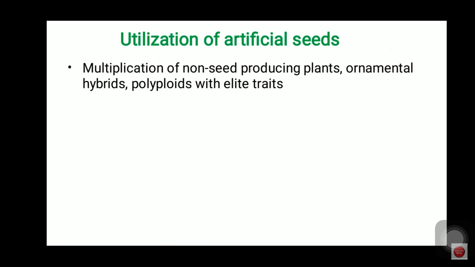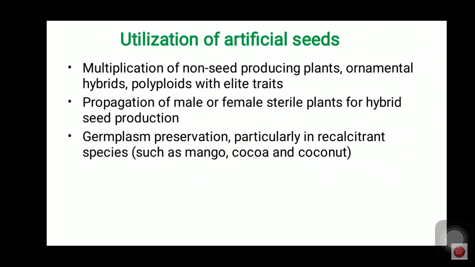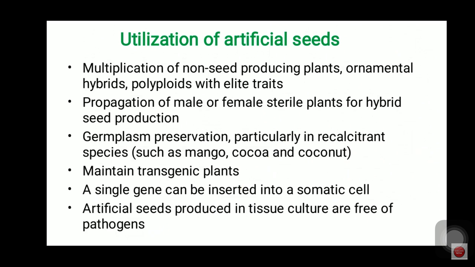Utilization of artificial seeds. The multiplication of non-seed producing plants is possible, such as ornamental hybrids and polyploids with elite traits, and propagation of male or female sterile plants for hybrid seed production is achieved through synthetic seed production. And germplasm preservation is possible, particularly in recalcitrant species such as mango, cocoa and coconut. And we can maintain transgenic plants using this technique, and a single gene can be inserted into a somatic cell, and artificial seeds produced in tissue culture are free of pathogens.